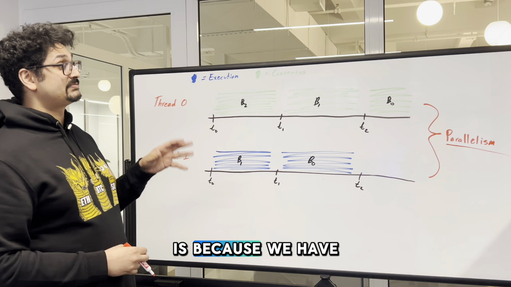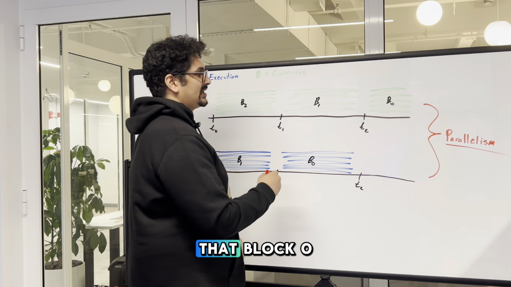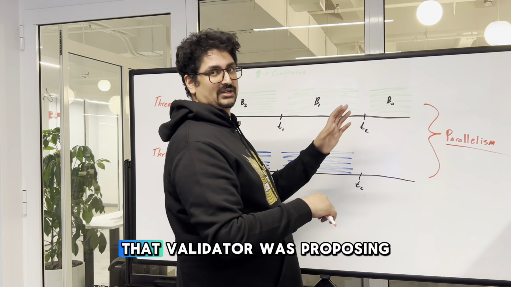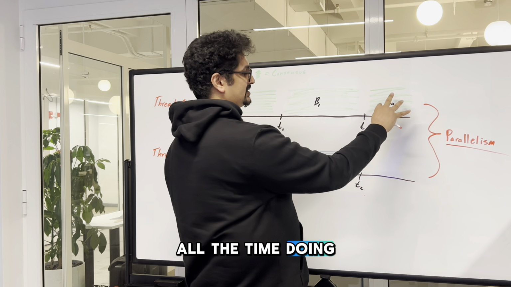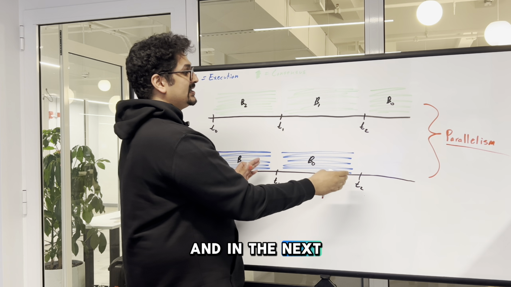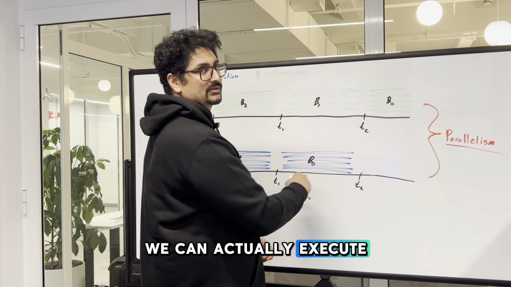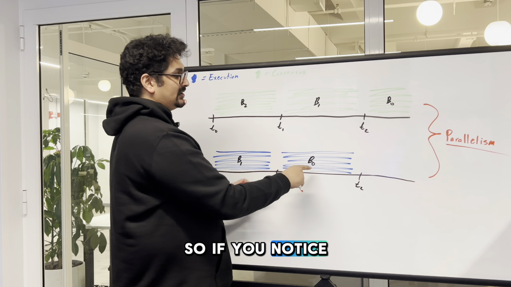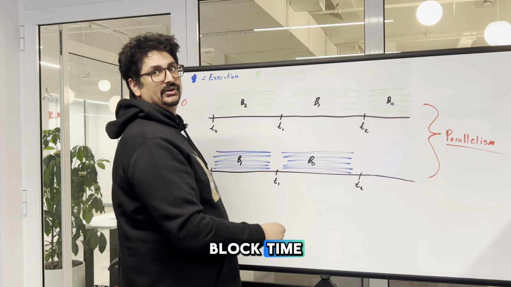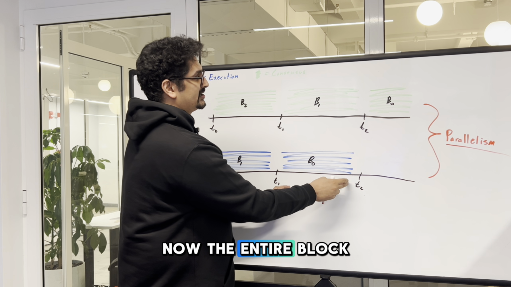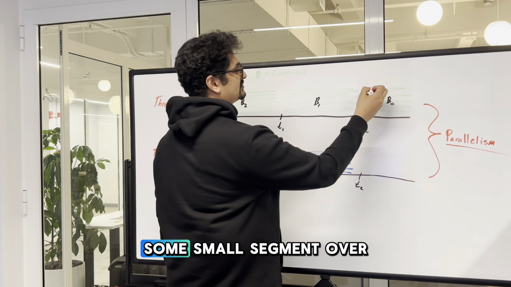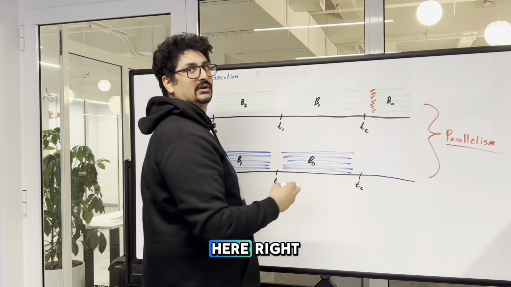And the difference here is because we have 2 threads, for block 0, the first block that validator was proposing, we can now spend all the time doing consensus, and in the next block time, we can actually execute the whole thing. So if you notice, this is the entire block time. And so the time budget for execution is now the entire block time. It's no longer just some small segment over here, right?